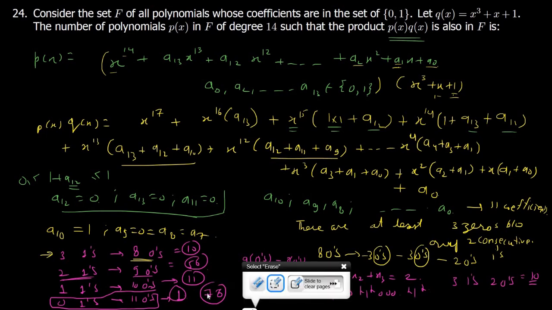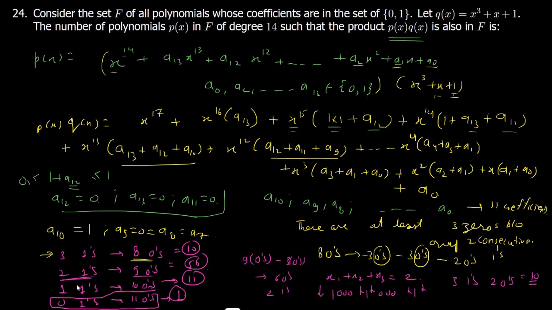So there was a small calculation mistake here. For the 2 ones, it will be 8C2, which is actually 28 and not 56. 8C2 is 28. And if you add all of these numbers, 28 plus 11 plus 1 is 12, 12 plus 10 is 22, 28 plus 22 is 50. So the final answer is 50.